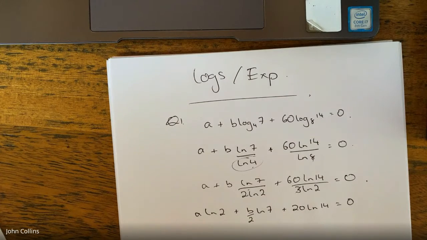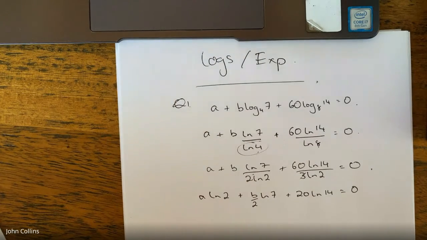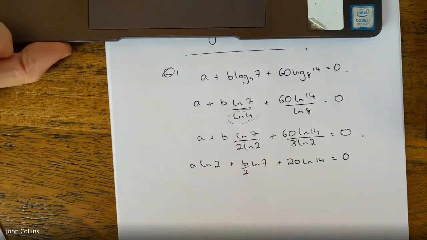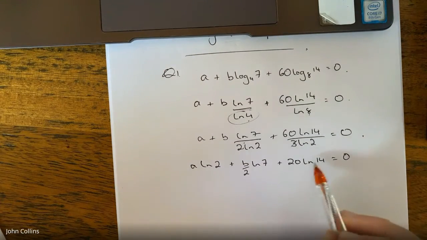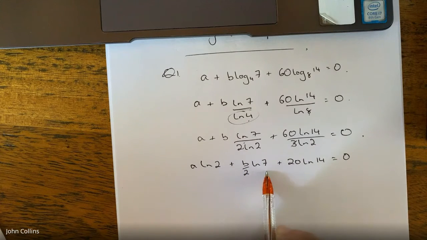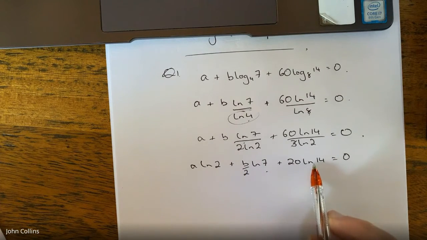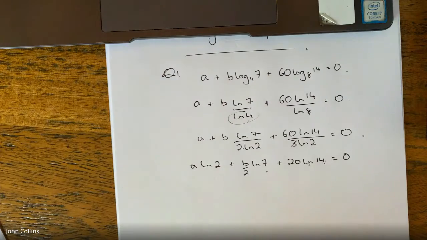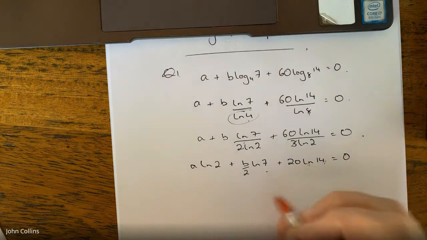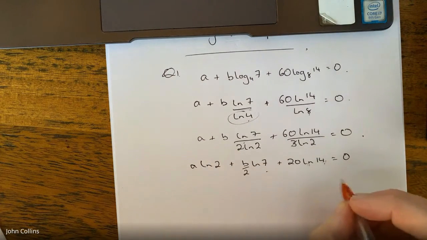If I can form two separate equations in a and b, I can get there. So there's an ln 2 and ln 7, and what I noticed is that ln 14 can split up into ln 2 and ln 7. And then you have an equation with ln 2 and ln 7. Let's look at that. So that can split up.